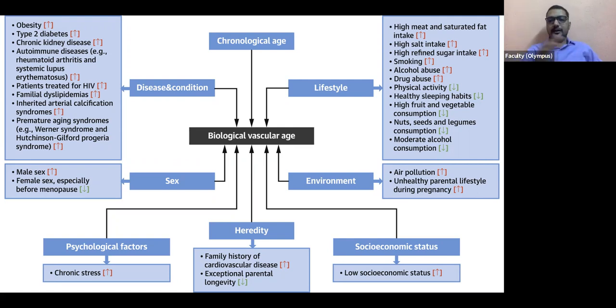So definitely the normal aging process plus our lifestyle and our disease condition, disease status. Do you frequently get infections or not? What environment are you living in? What is your gender, your genetic components, your physiological, psychological factors, and socioeconomic factors? They all can influence the biological age.